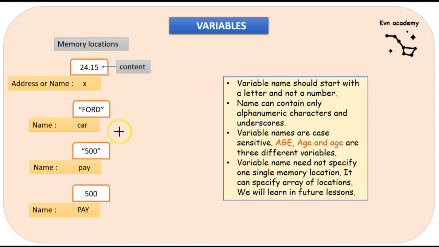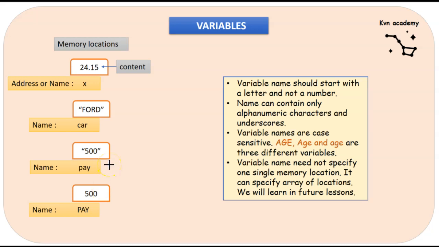Next, consider this memory location named pay, and it is storing the value "500" put in double quotation. So the 500 here is treated as a string, and no calculation can be made with this variable pay. So that is the point here. Next, come to another variable, Pay, written with a capital letter. This variable is storing the value 500 as a number, and this variable can be used for calculation. It is not a string.